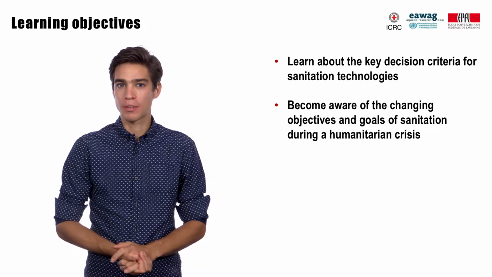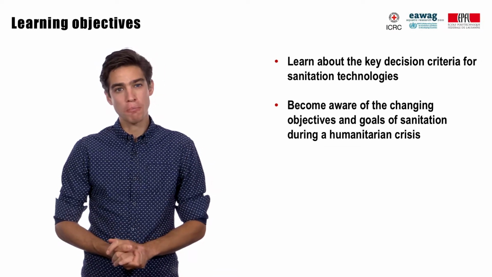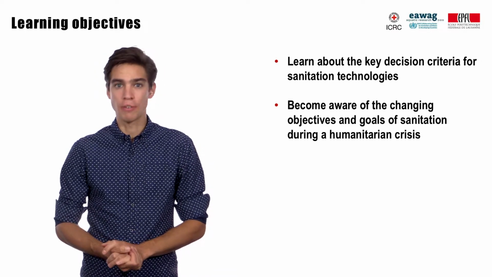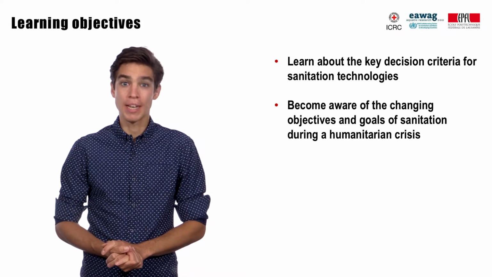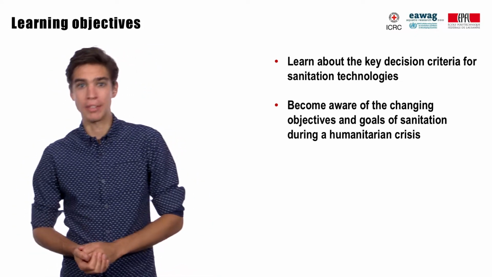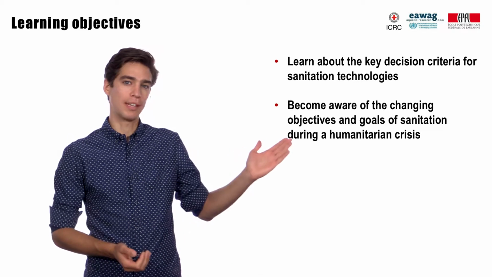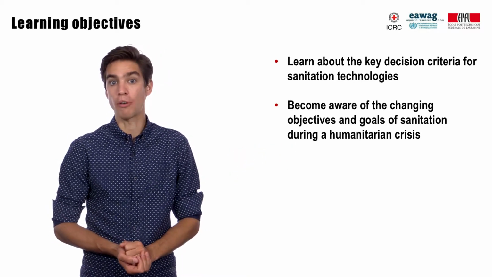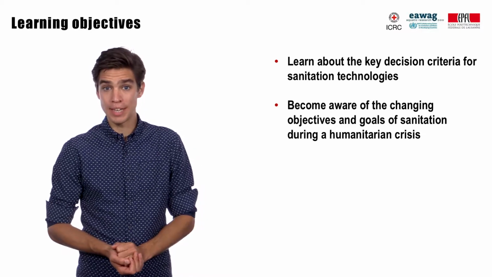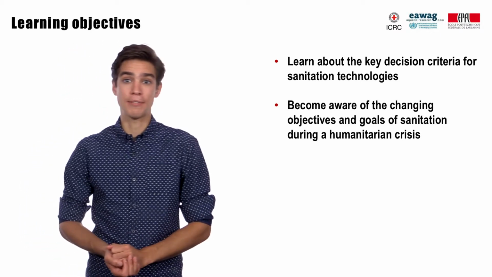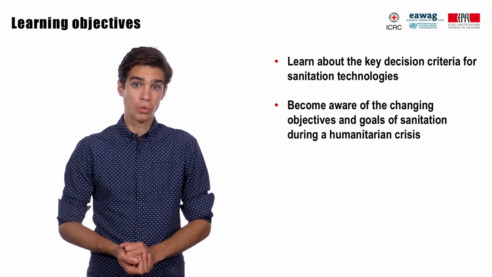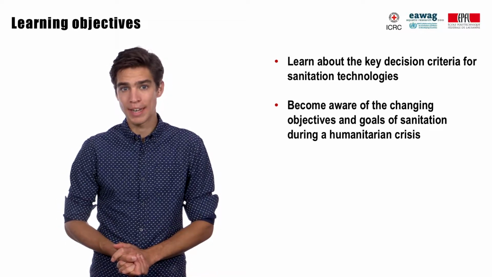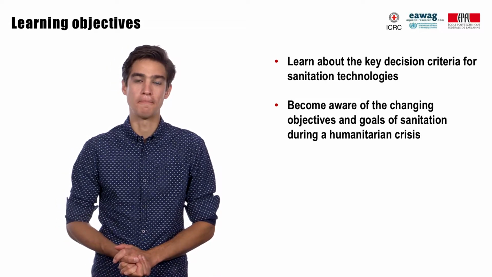Hello and welcome back to this module on selecting the most appropriate sanitation technology for a given context. In this module, you will learn about the different criteria that need to be considered in order to select the most appropriate sanitation technology for a given context. For this, we will have a look at the objectives and goals of sanitation during a humanitarian response and how they can change over time.